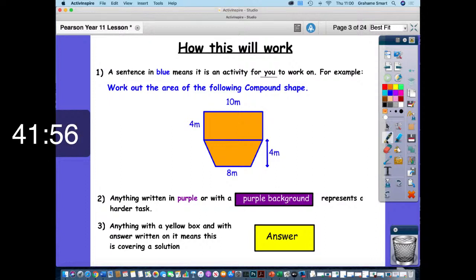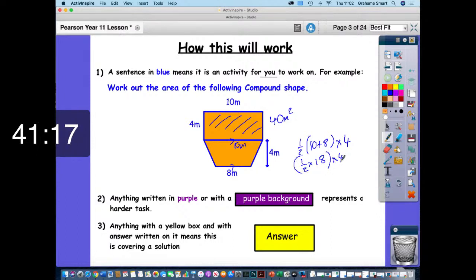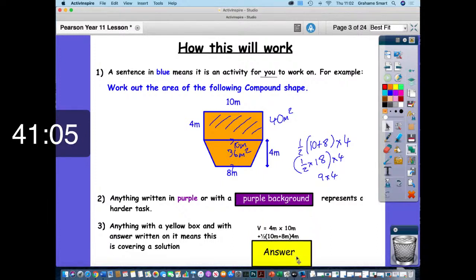The area of the compound shape: 4 metres times 10 metres is 40 metres squared. Then we've got a trapezium, so it's a half of the parallel sides. The parallel sides are here and here, so that's a half of 10 metres add 8 metres, and then times the perpendicular height. 10 add 8 is 18, half of 18 is 9, and then times by the perpendicular height, 9 times 4, which is 36. So the area of that one would be 36 metres squared. Add them together and you get your answer: 76 metres squared in total.